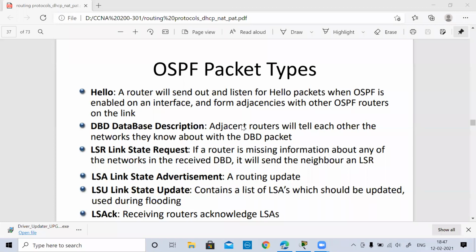Then you have a link state request. If the router is missing any information about any of the networks, then it will send a request to the neighbor. Link state advertisement is any update if it has. Then you have link state updates containing the list of LSAs which should be updated, used during the flooding, and then the acknowledgements. So these are the different types of OSPF packets.